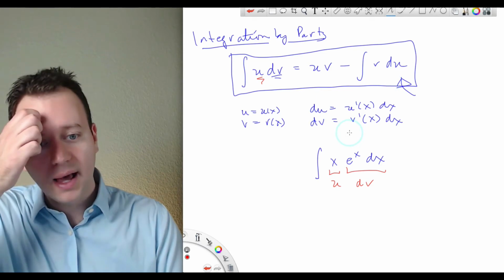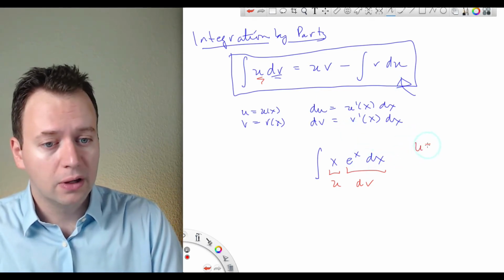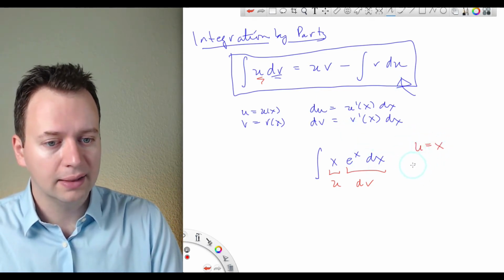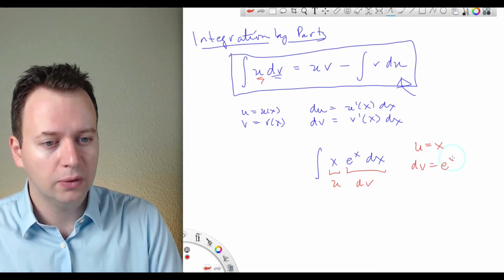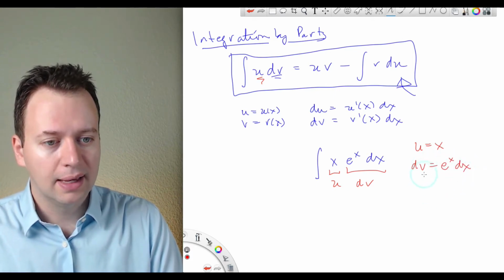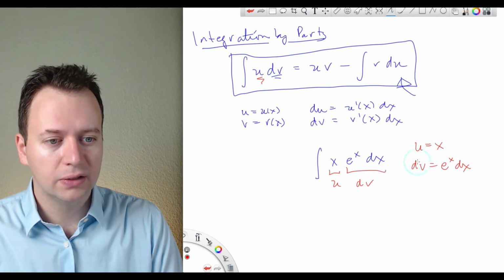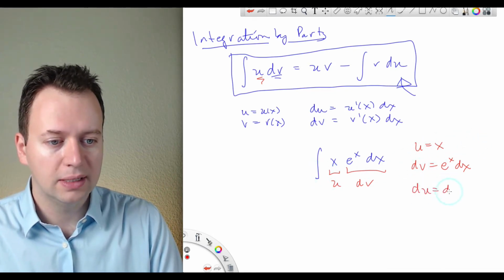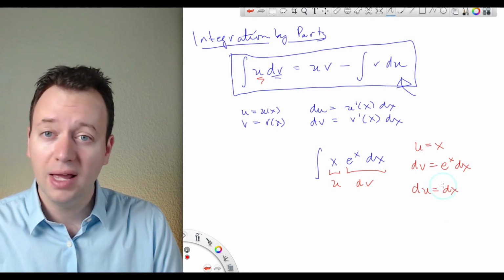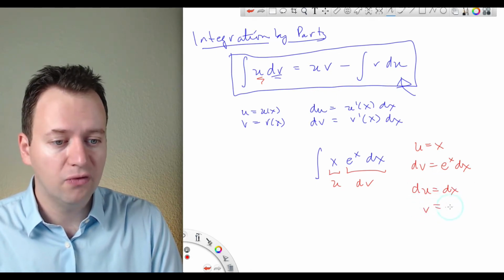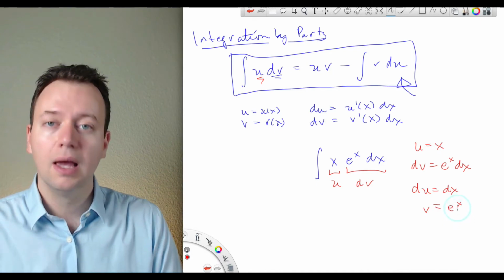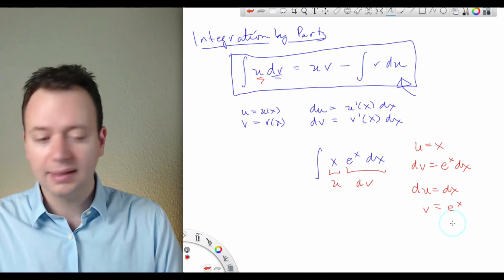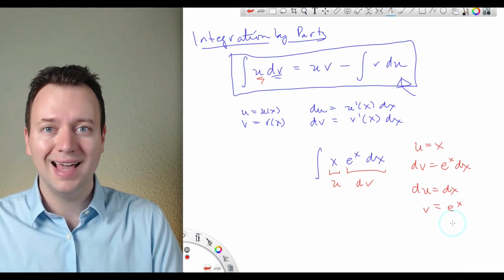So if we set this up just to see how this works, u would be set equal to x, dv we would set equal to e to the x dx. Now from this we can differentiate u, and we obtain du is equal to dx. And then we would integrate dv, and we obtain v is equal to e to the x, right? Because if v is equal to e to the x, then dv would equal e to the x dx.